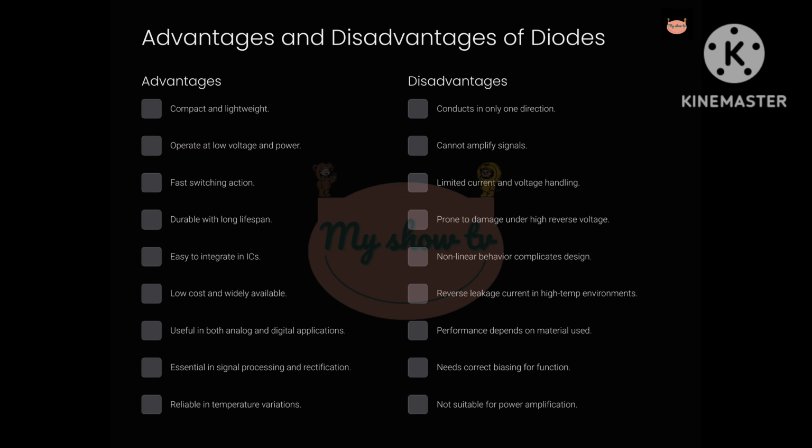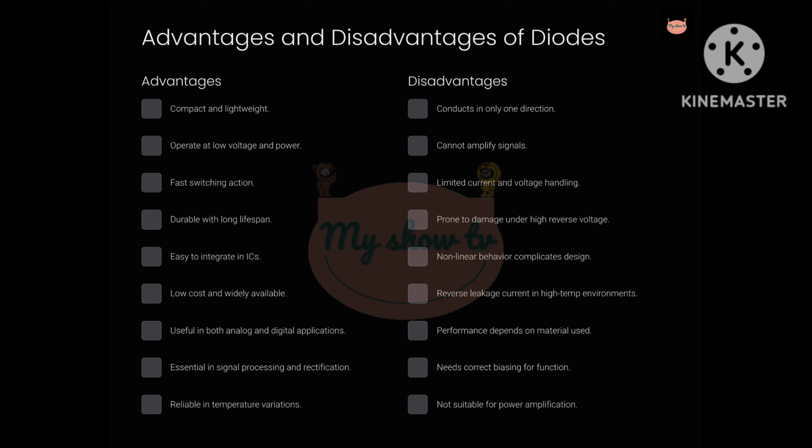Slide 6. Advantages and disadvantages of diodes. Let us now look at the advantages and disadvantages of using diodes. Advantages. Diodes are small and lightweight, making them ideal for compact circuits. They can operate at low voltage and power, which is suitable for most electronic devices. Diodes have fast switching capabilities, especially in logic circuits. Their long lifespan and ruggedness make them reliable.